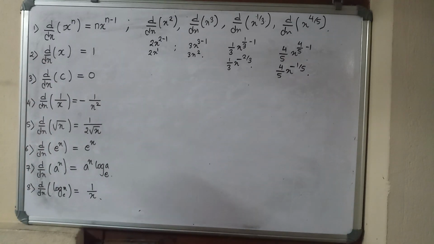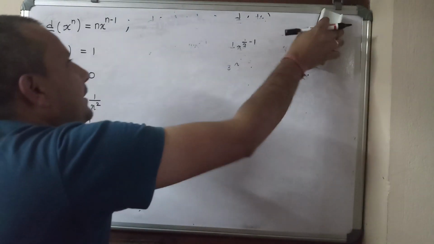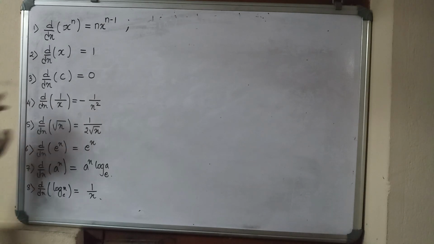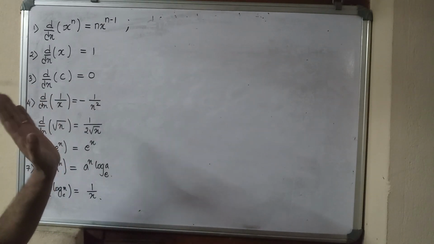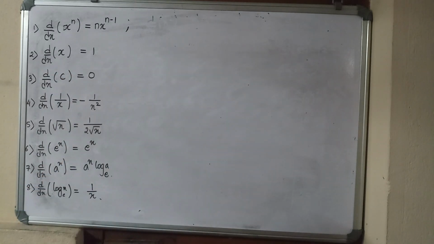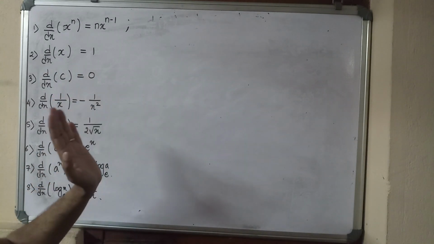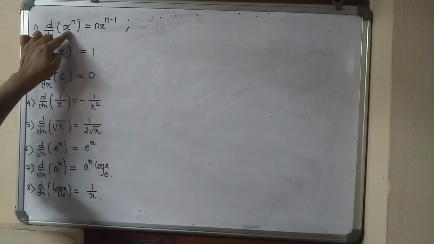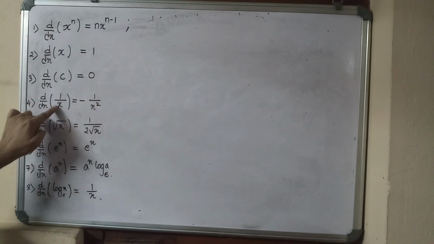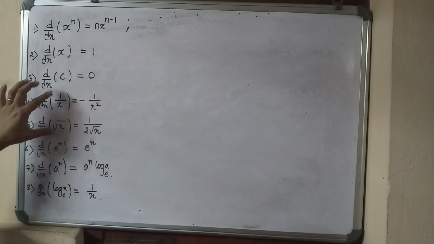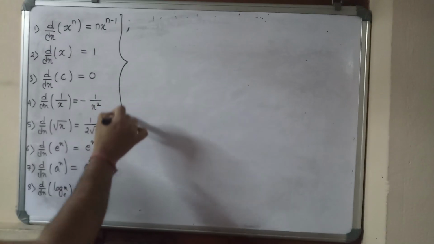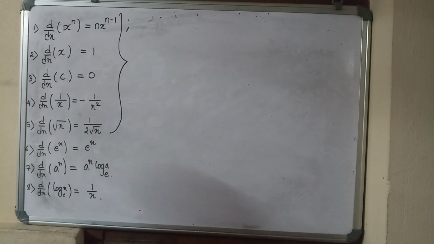Now the next formula: dy dx of x is 1. Derivative of x only, we can write it is equal to 1. Dy dx of any constant is 0. Constant means which are not variable, like x and y which are variables. If it is not a variable, the derivative of any constant is 0. These two formulas you can derive using the x to the power n formula, or directly you can remember. And these are the algebraic functions, the derivatives of algebraic functions.